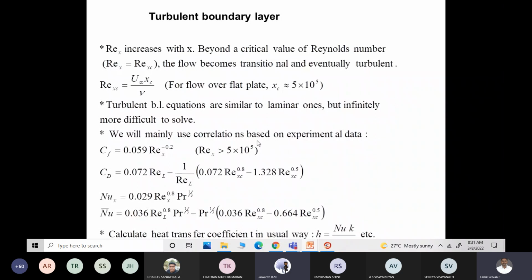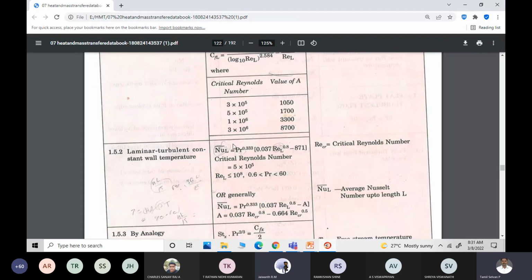Reynolds number greater than 0.5 into 10 power 5. What is the friction coefficient and what is the average Nusselt number? You can see these expressions. These expressions were here.